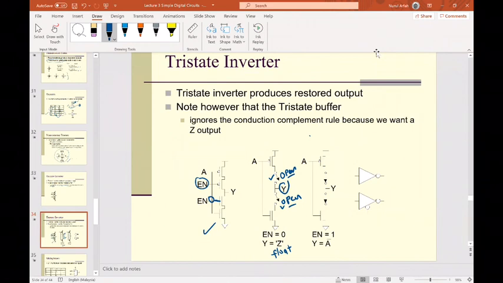But the reverse, when it is Z, will there be power? No, there will not be any power. So actually you introduce the Z state in order to reduce power. You want the circuit to be there, but you don't want it to consume power. I see, okay. So the tri-state means you have 0, 1, and Z. These are your possible outputs. Okay, all right, Dr. Alpha, you can continue.